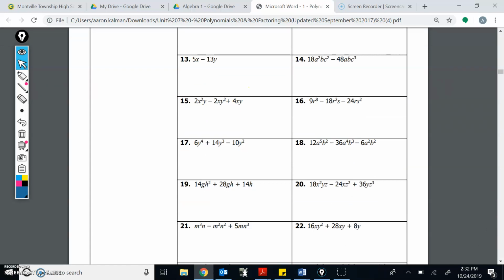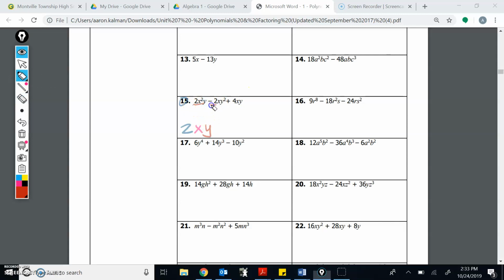Let's do maybe 15. So we've got coefficients of 2, 2, and 4. The GCF of all 3 of those, the biggest number that goes into all 3, is 2. Do they all have x's? Yep, they all do have x's. So the smallest x we're going to take out is just a 1x. And then let's see if they all have y's. Yes, they all do have y's. If 2 of them had a y and 1 didn't, you would not be able to take it out. So we can take out a y. The smallest y here is y to the 1.